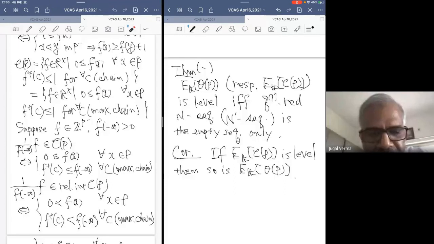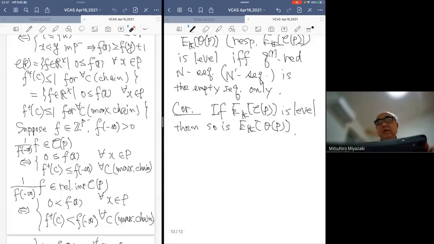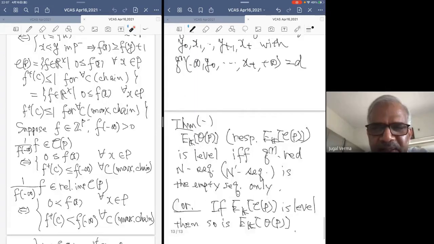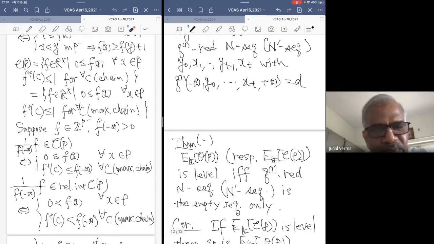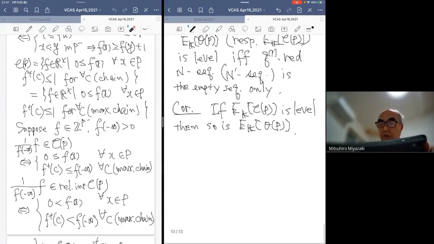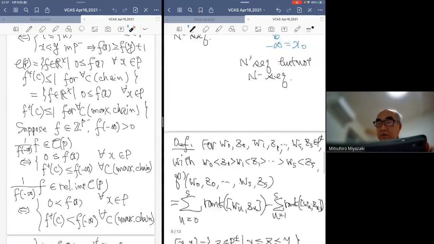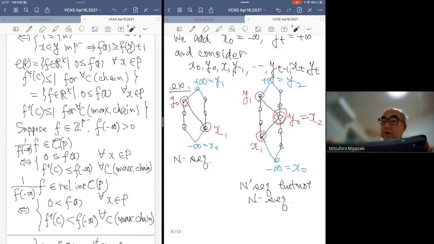Yeah. But Stanley's result says that if there is a unique, strictly positive solution, smallest, a unique strictly positive solution, then the semigroup ring is Gorenstein. This is not the case in this example.